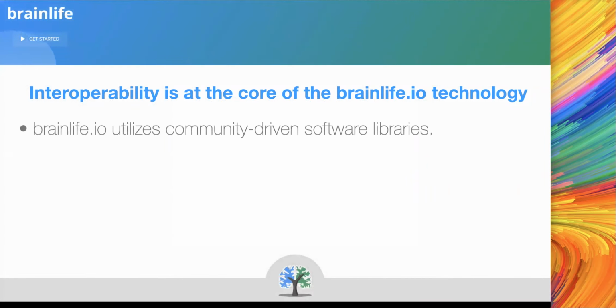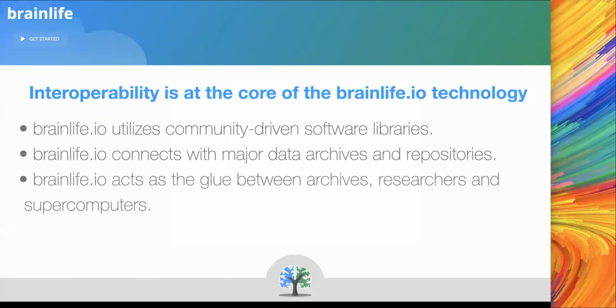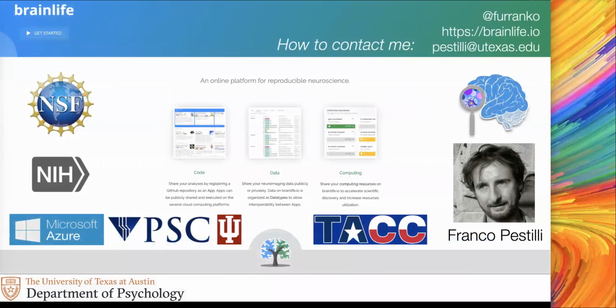BrainLife uses community-driven software libraries, some open source and some not open source. And BrainLife connects with major data archives and repositories and acts like the glue between archives, researchers, and supercomputers. Data standards and software are key to our success and the success of the platform.